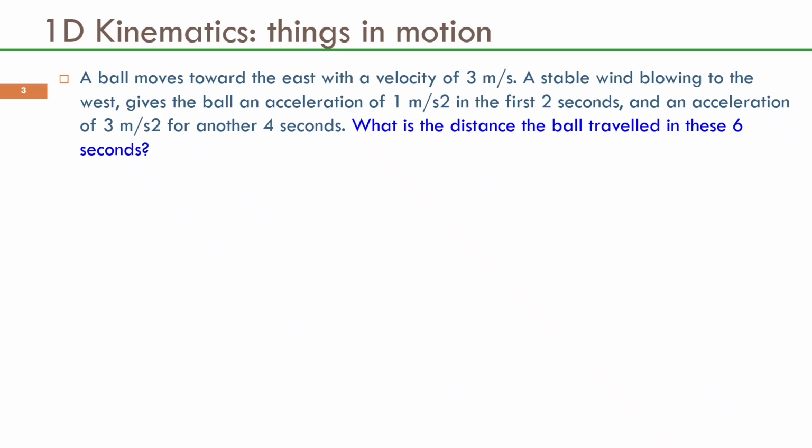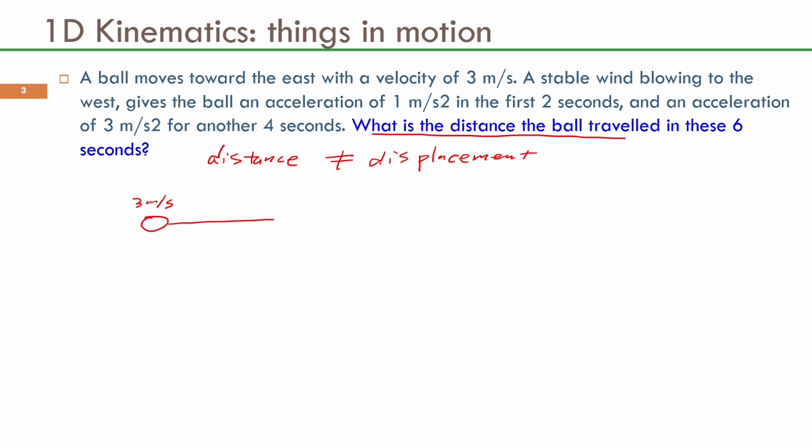So now it's asking what is the distance the ball traveled in these 6 seconds. We know distance is different than displacement, right? We all know that. Let's look at how to find out the distance traveled. So we know initially the ball has a 3 meter per second velocity going to the east.